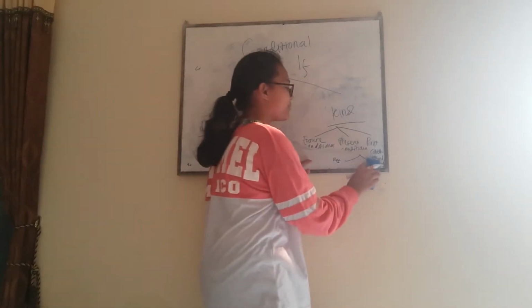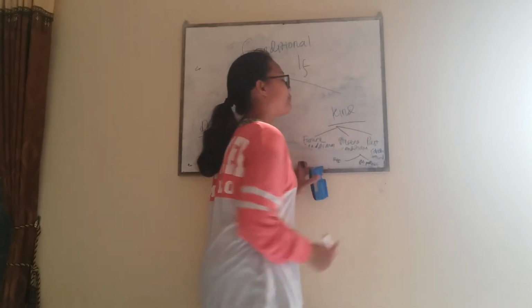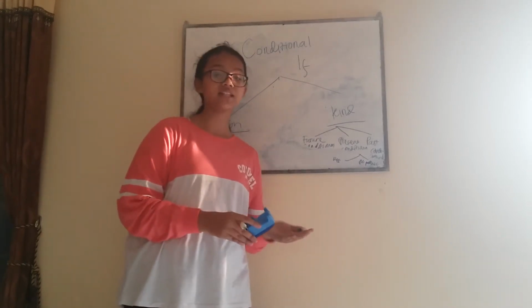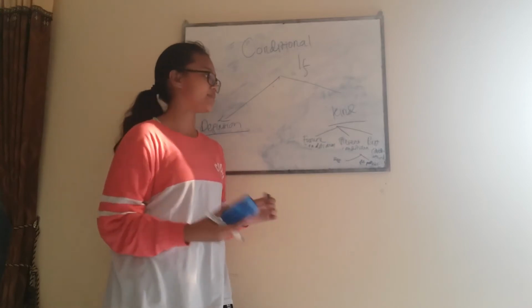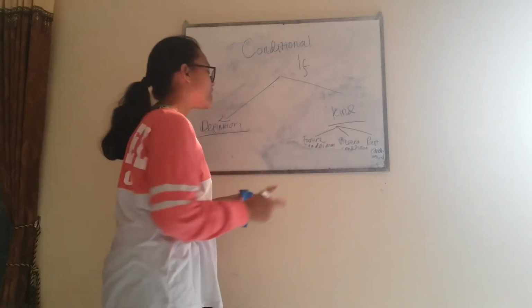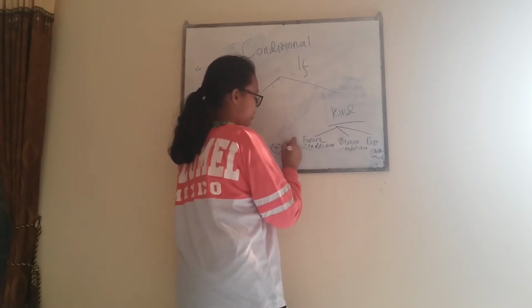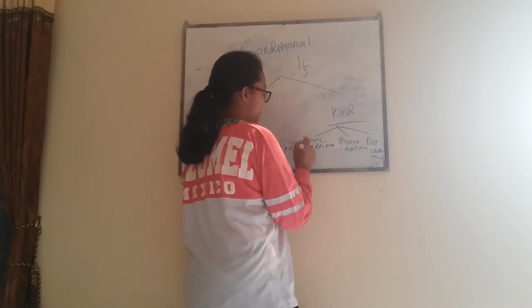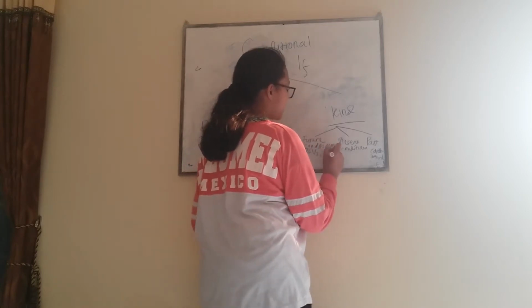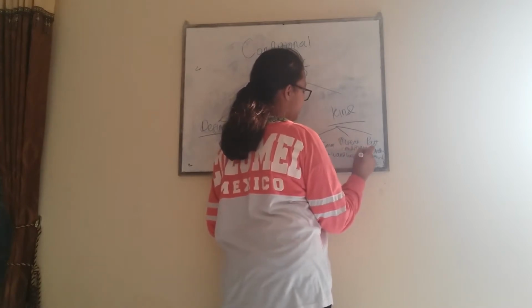And the pattern of past conditional if consists of three patterns. Number 1 is verbal pattern, number 2 is nominal pattern, and number 3 is mixed pattern. Number 1 is verbal pattern. The verbal pattern in positive is if plus subject plus had plus verb 3, comma subject plus would have plus verb 3.